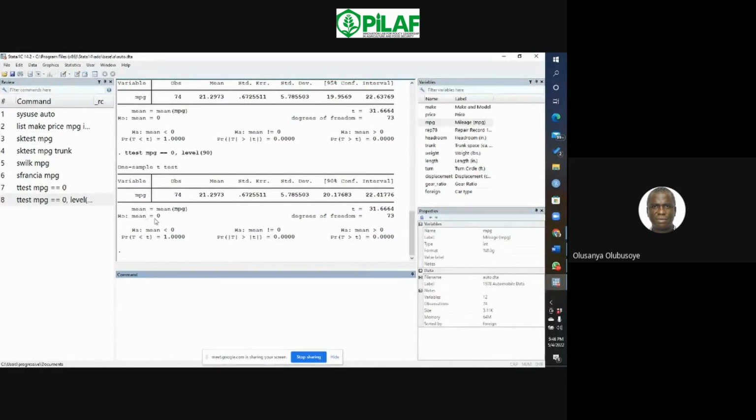So for this MPG, the population mean is not the same as 0. So we reject the null hypothesis that the population mean is equal to 0, and we can conclude that the population mean is not the same as 0. This one establishes that the population mean is actually greater than 0. Okay.